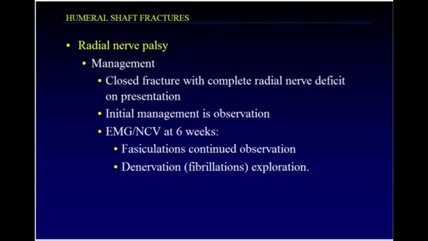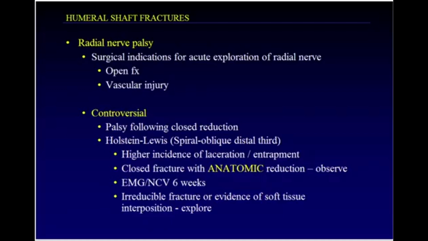You can consider doing electrodiagnostic studies at about 6 weeks. If you see fasciculations on your EMG, then that's evidence of reinnervation occurring, and you should continue observation. If there's denervation with fibrillation potentials, then you could consider surgical exploration once you have your electrodiagnostic evidence of a significant injury. What are the surgical indications for acute exploration of the radial nerve?